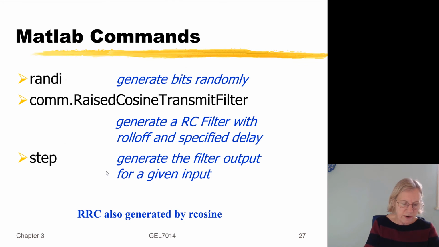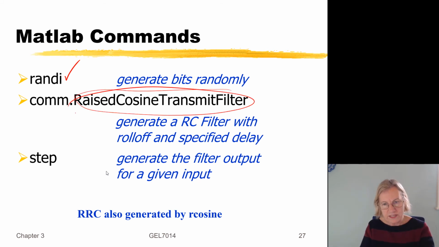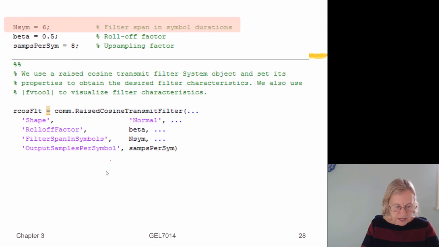So for instance, you would generate random bits, then you would ask MATLAB to create an RC filter, and you would specify what the roll-off and what the delay is. I'll explain what the delay means. And then when you actually want to put your data through the filter, then you would use this function step. The command raised cosine transmit filter here can generate a raised cosine filter, or it can generate a root raised cosine, RRC, as well. So here are the commands where we start to talk about the delay.